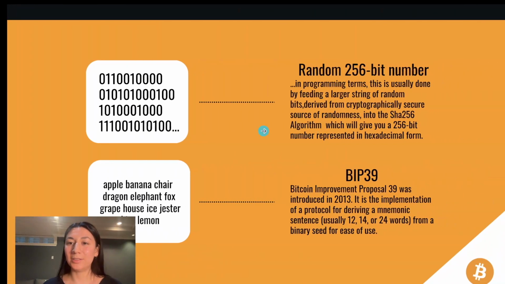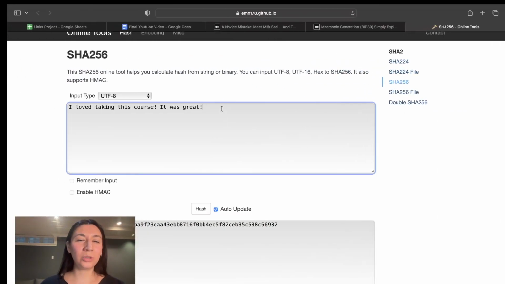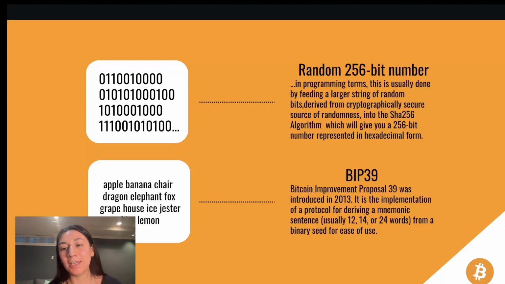Alright, so if we go back to the PowerPoint, you will see that you have to feed a large string of random bits into the SHA-256 algorithm. These have to be cryptographically secure, so you really shouldn't put just something casual like this. You should really be smart about what you put into the SHA-256 function. In 2013, a Bitcoin improvement proposal was implemented called BIP39, and this is essentially a protocol for deriving a mnemonic sentence, which is usually 12, 18, or 24 words, from a binary seed for ease of use.